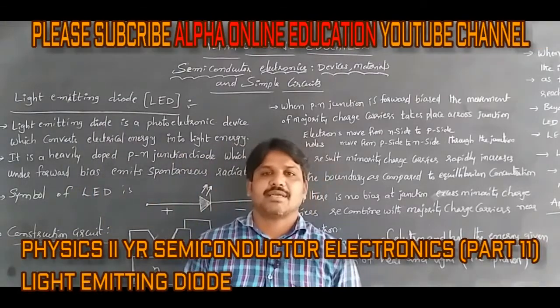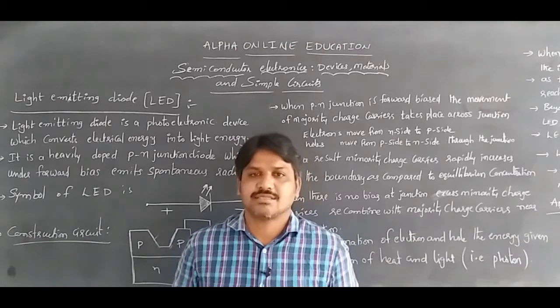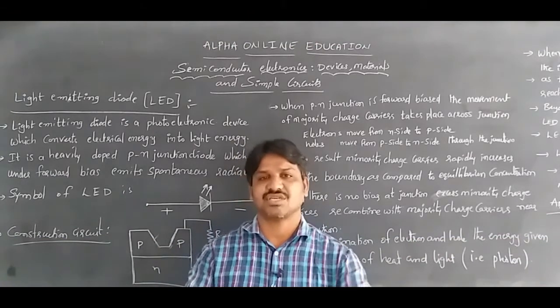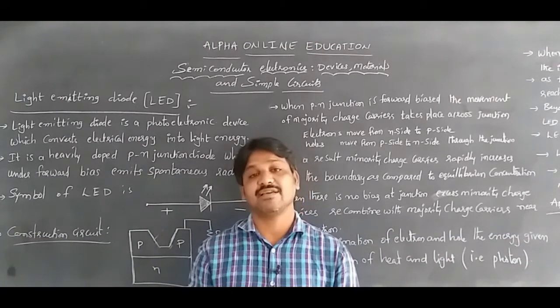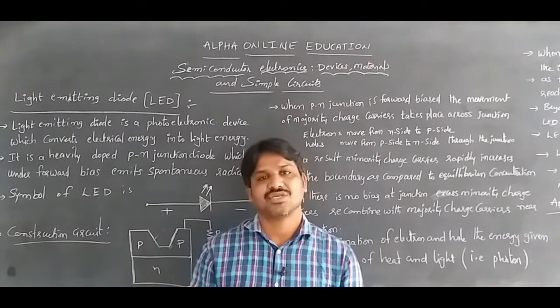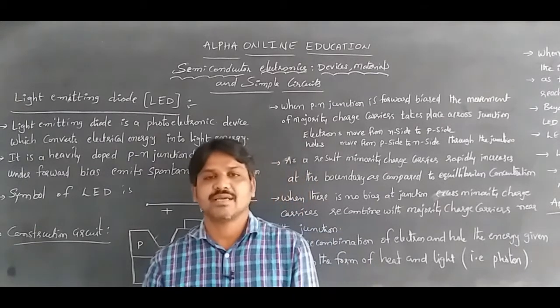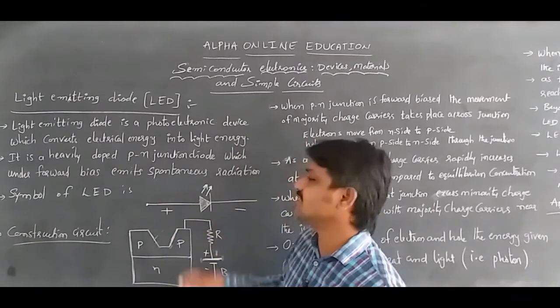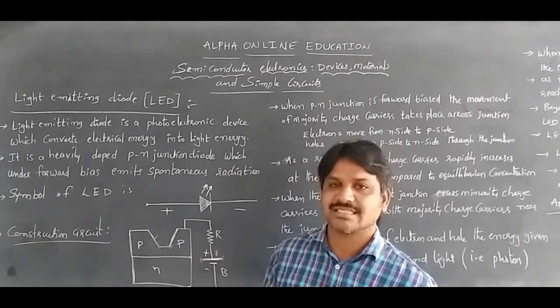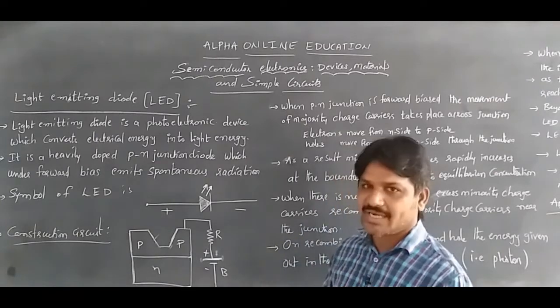Light emitting diode. This is also one of the applications of a PN junction diode. When a PN junction diode is heavily doped and in forward bias, the P type material emits light. That is a light emitting diode.